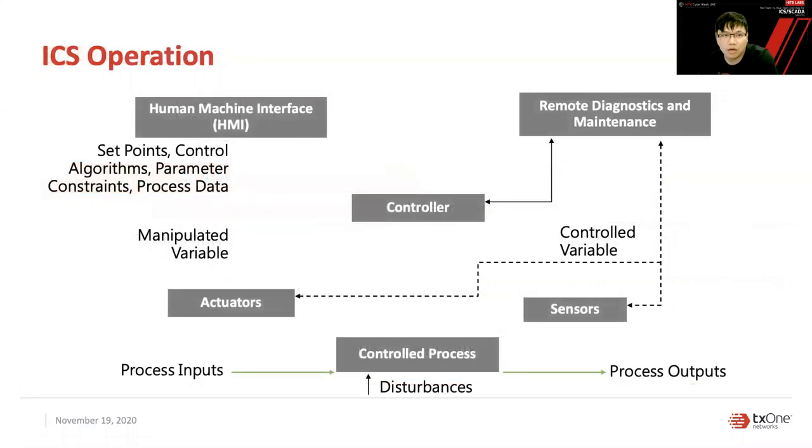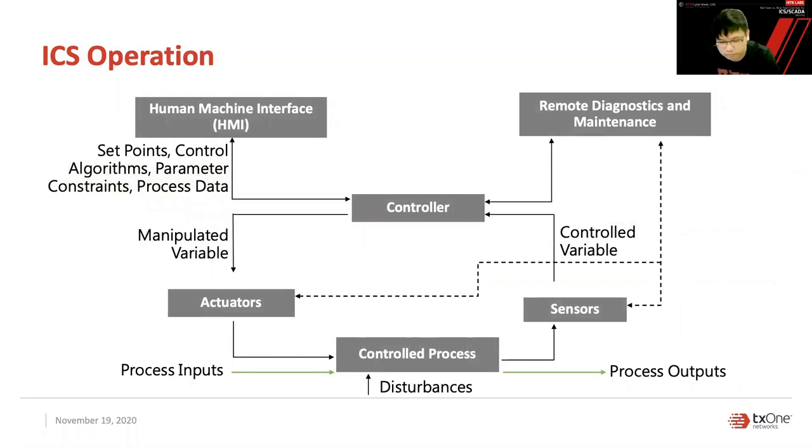Here is the ICS operation. Basically, the HMI will send control set points, parameters, and many things to the controller, and the controller will send them to the actuator and run the control process.